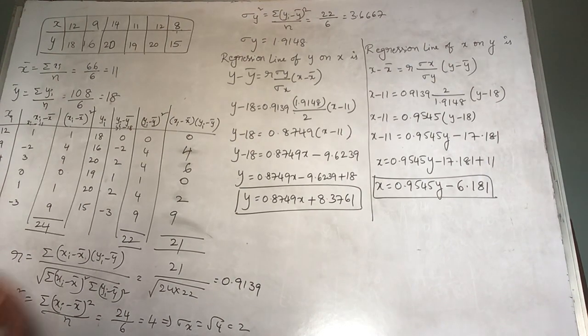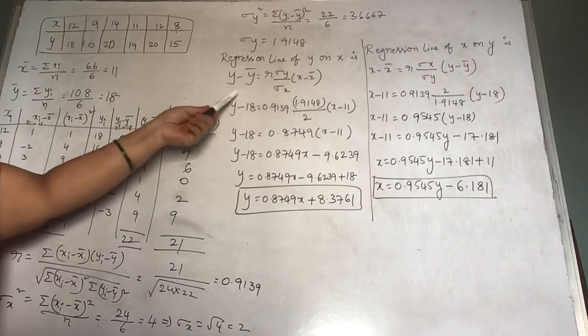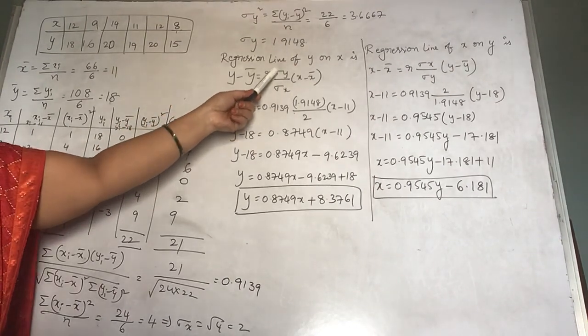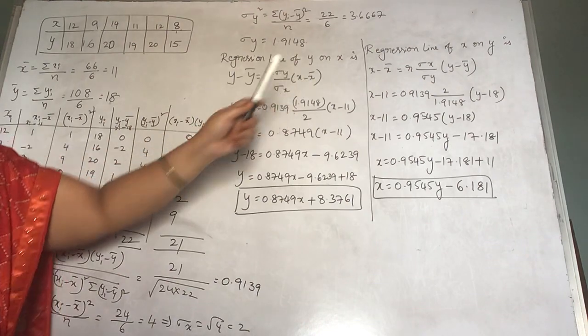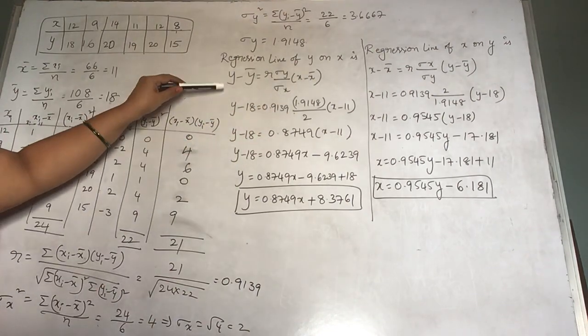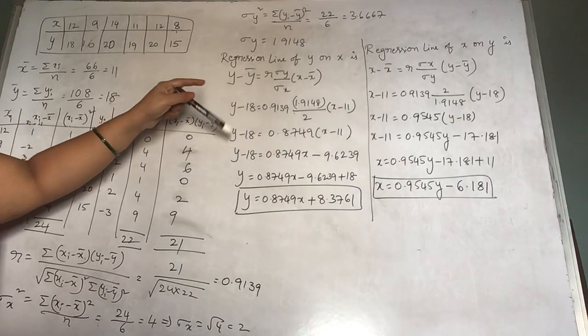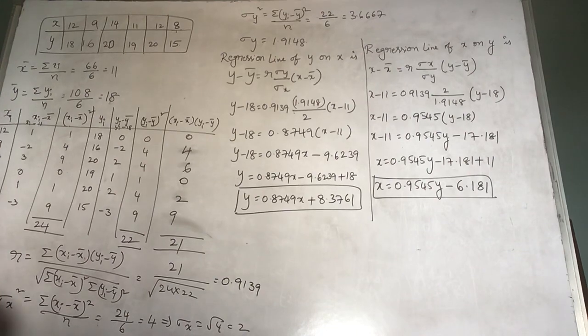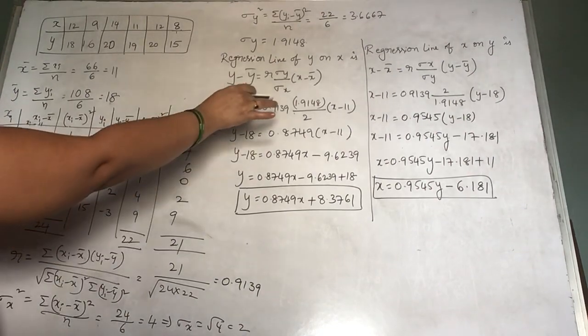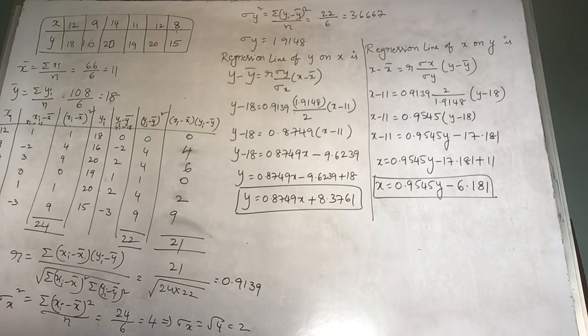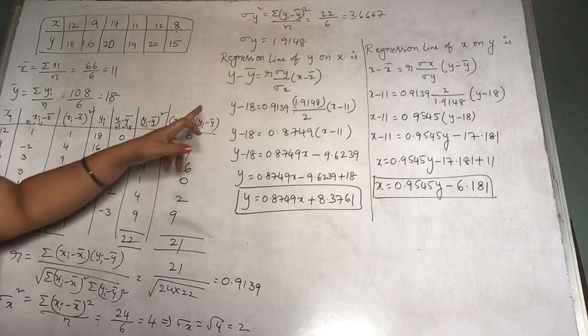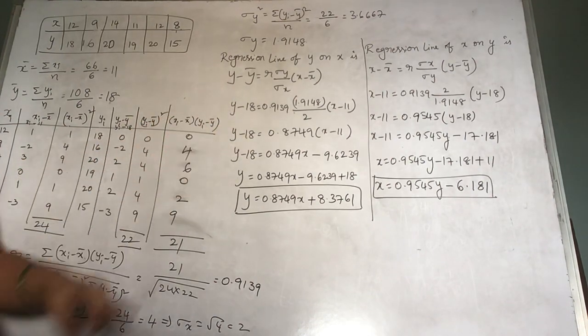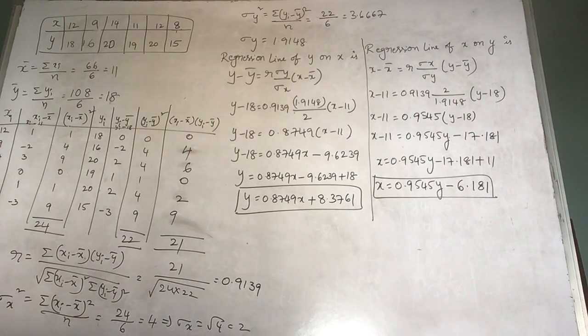The regression line of y on x is y minus y bar equal to r into sigma y by sigma x into x minus x bar. For finding the regression line, first we have to find x bar and y bar, and small r, the coefficient of correlation, and sigma x and sigma y, the standard deviations of x and y. After calculating those values, we substitute them in this regression line. First, how to find x bar and y bar.